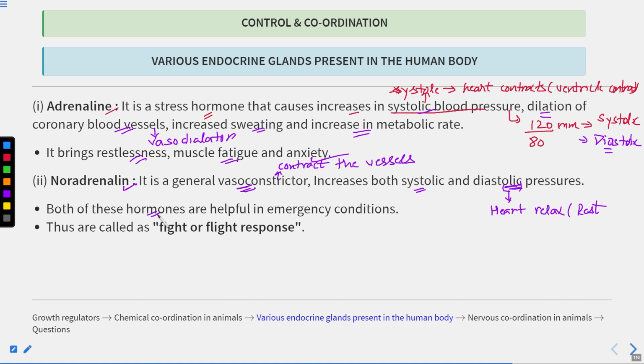Now, both these hormones are helpful in emergency conditions. Thus, they are also known as the fight or flight response. This response is quite immediate. Whenever you are in fight conditions, you have to respond very quickly. Or when you have to run, meaning flee, then these hormones are released. Clear? So that's why they are helpful in emergency conditions, whenever you have to run away or fight. These emergency conditions are required for the survival of the organisms.